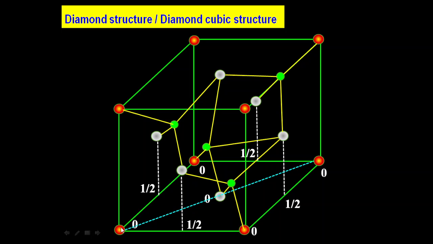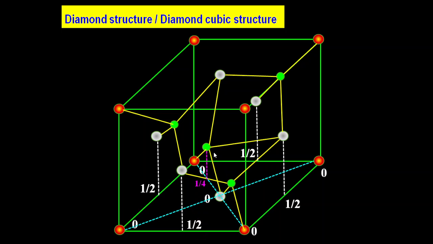Okay, by joining this atom and this atom, these are the two diagonals, two dimensionally in the bottom layer. And on these two diagonals I will show these four atoms. So how can we show?